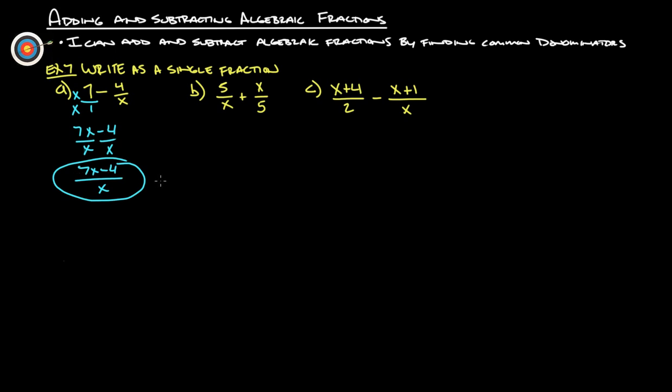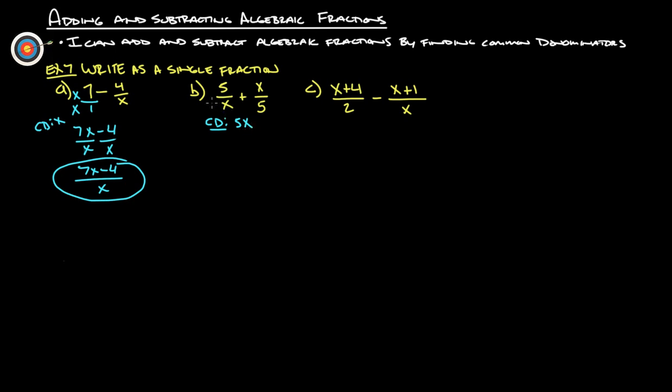Okay? B, 5 over x plus x over 5. So let's find what the common denominator is, which we did over here as well. The common denominator over here was x. Over here, we have an x and we have a 5, so let's write that, instead of x times 5, as 5x. Now on each of the fractions, we have to figure out which part of the denominator it's missing.